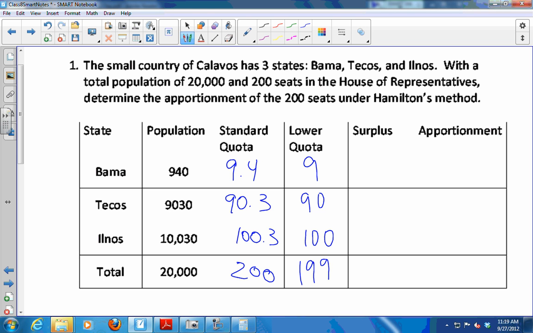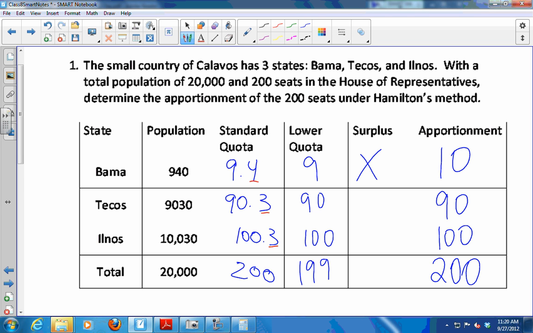I have 1 extra seat. Who am I going to give it to? Bama. They get the surplus because they have the largest decimal piece. They are the closest to getting 1 other seat based on their population size. So I give it to Bama. So my final apportionment is going to be 10 for Bama, 90 for Tecos, and 100 for Illinois, and that gives me my final 200. 10, 90, 100.